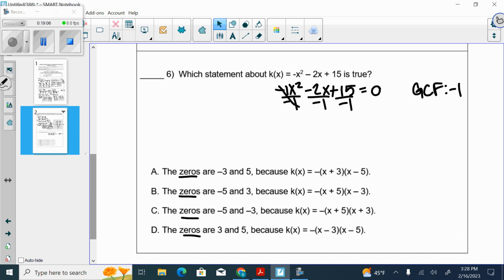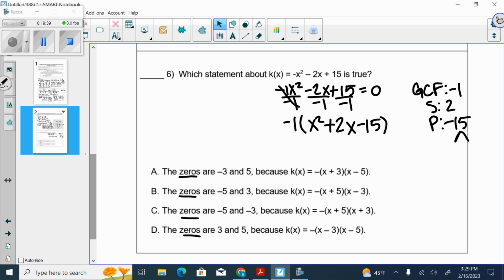So here, my -1's divide out. And all I'm left with is x². What's -2 divided by -1? Good. And 15 divided by -1? -15. Good. All right, so now that we've factored out the GCF, what's the sum? 2. And what's the product?